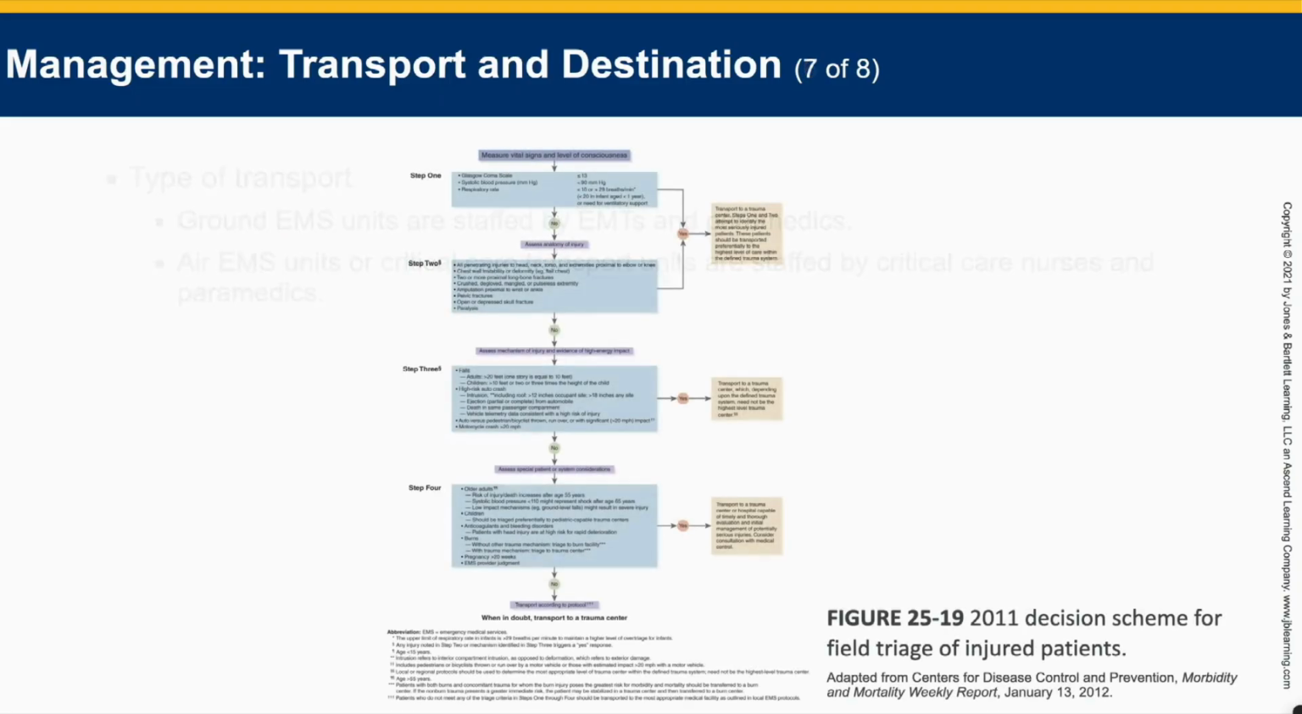All right, this slide shows you a field triage destination scheme. And while it may look a little overwhelming, it's really just a step-by-step guide to help you decide where your patient should go. We have one of these specific for our region and in our protocols that you should take a look at. But the key takeaway here is that you're not guessing. You're using a structured approach to guide your decision making. And when in doubt, transport them to a trauma center.